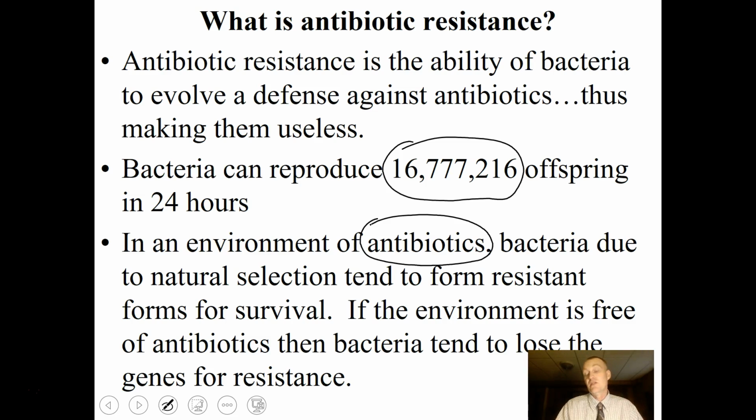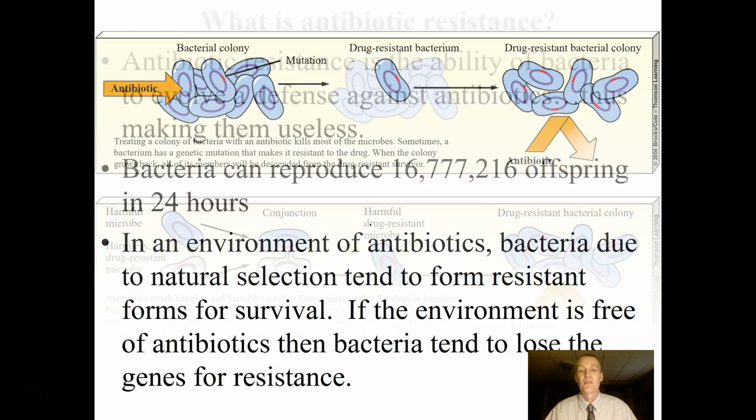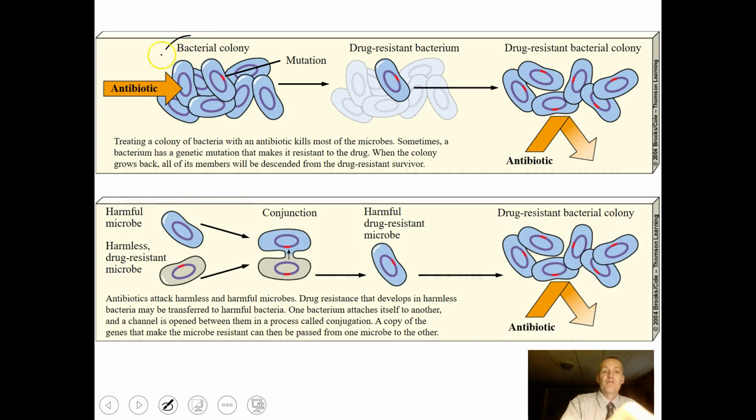And if you don't need the genes, you don't have the genes. So it's just the efficiency of using energy. So here's a colony of bacteria right here. And let's say we introduce an antibiotic.